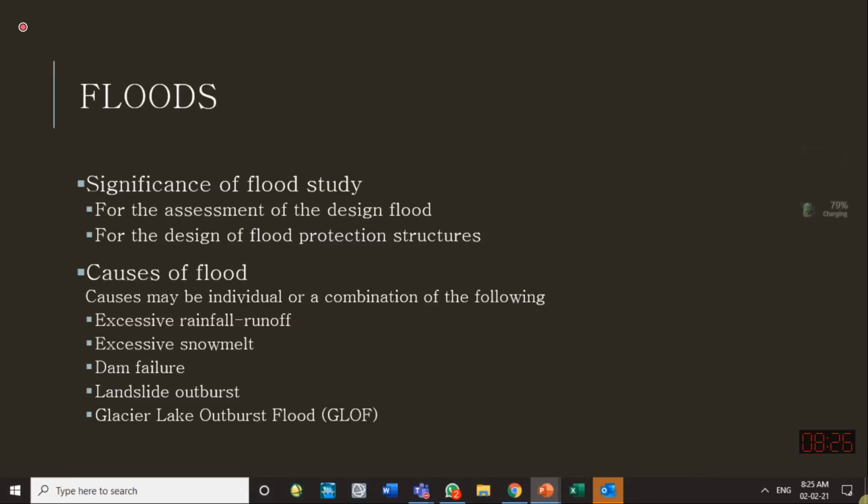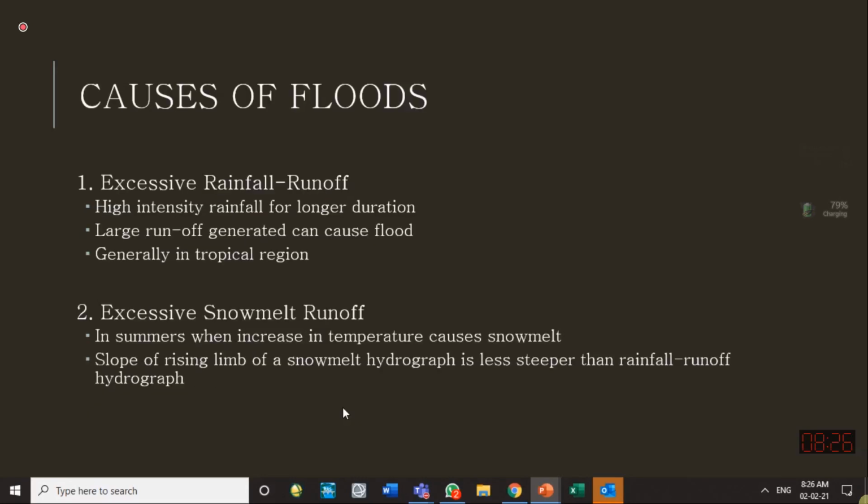A few years back in Pakistan also, one GLOF event occurred and some of the structures of a newly constructed hydropower were also damaged. I think the Batura glacier lake outburst flood was the example of that. So such floods do occur, and in the Himalaya and Karakoram regions, which are the source of water for Pakistan, these GLOF events are increasing because of climate change. So we should at least know what a GLOF is.